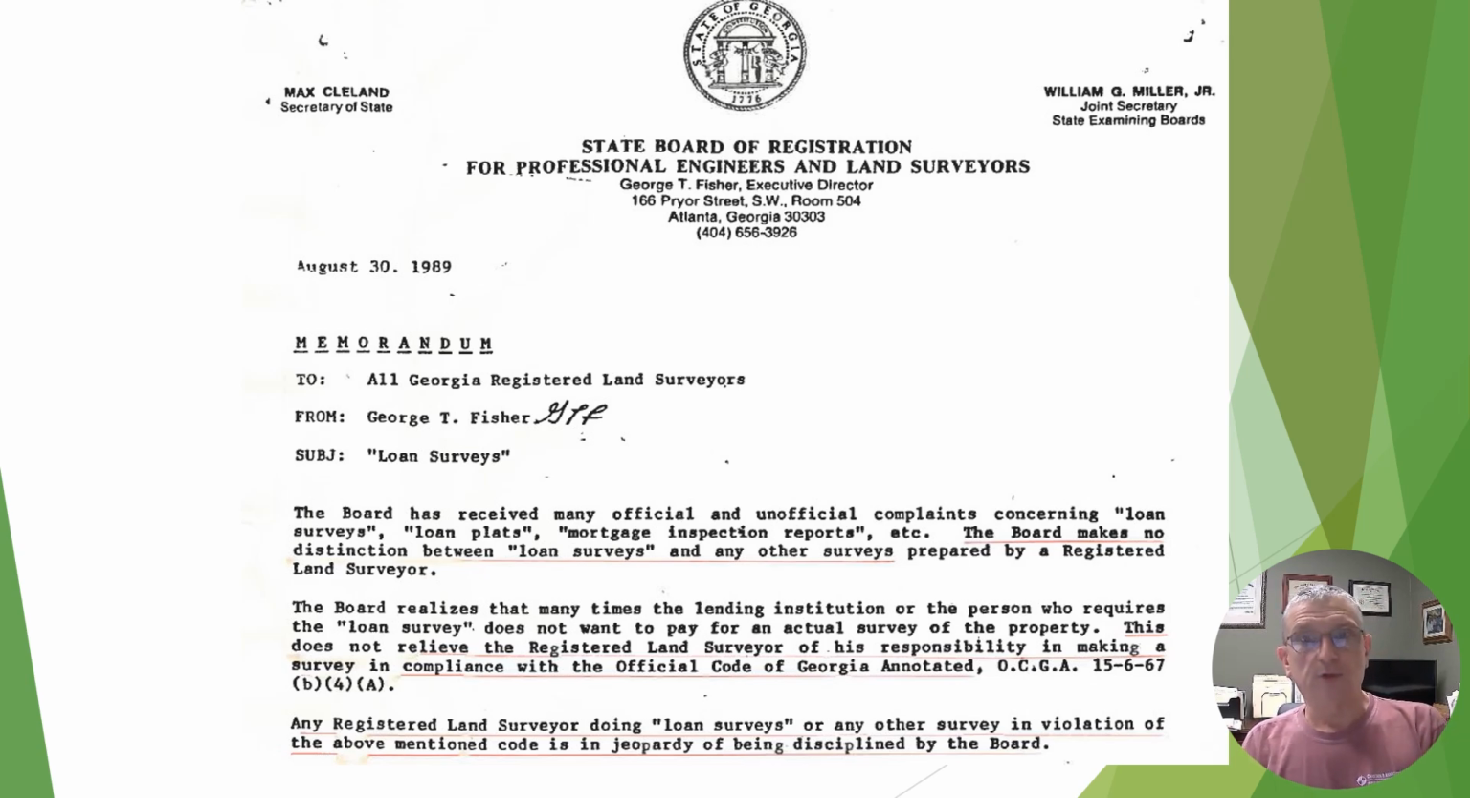This has been the legal position of the State Board of Registration since at least 1989 and probably further back than that. The board has received many official and unofficial complaints regarding loan surveys, loan plats, mortgage inspection reports, etc. And I underlined this myself. The board makes no distinction between loan surveys and any other surveys. So if the client says, you don't have to go around all my property, the bank just wants to see where the house is, I'm sorry. You got to survey the whole boundary. You can't just fake it in. You can't just do what the client wants.